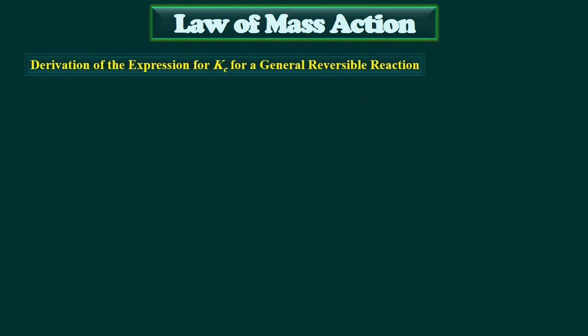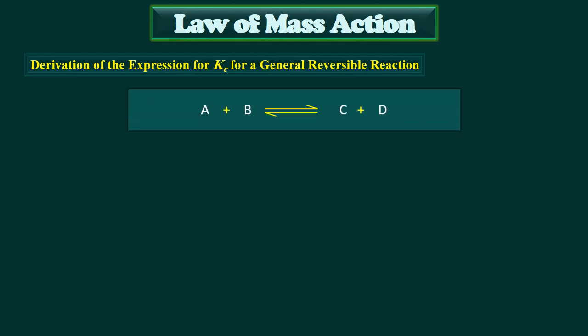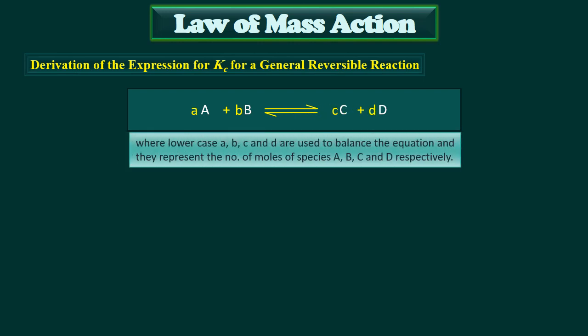Let us now derive the expression for Kc for a general reversible reaction. As this is a partially general reaction because we have specified 1 mole of each substance. So when you specify something, it is not the general case. To make it a general reaction, we use coefficients a, b, c and d, where lowercase a, b, c and d are used to balance the equation, and they represent the number of moles of species A, B, C and D respectively.